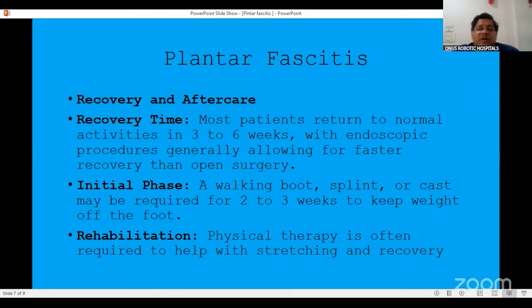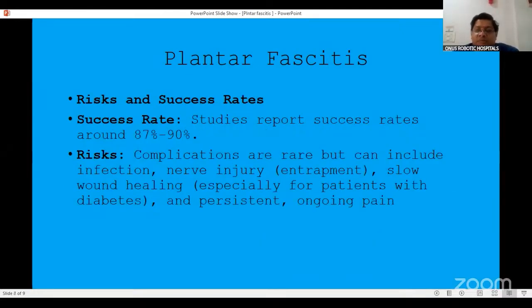So what is the recovery and aftercare after surgery? Most patients return to normal activities in 3 to 6 weeks. You have to give them some rest initially because you have operated on it, and then you do physiotherapy, plantar fascia stretching exercises. While walking, you give a splint or some cushion inside the shoe so that they will have some offloading of the heel. You also do ultrasound therapy and all the other physiotherapy.